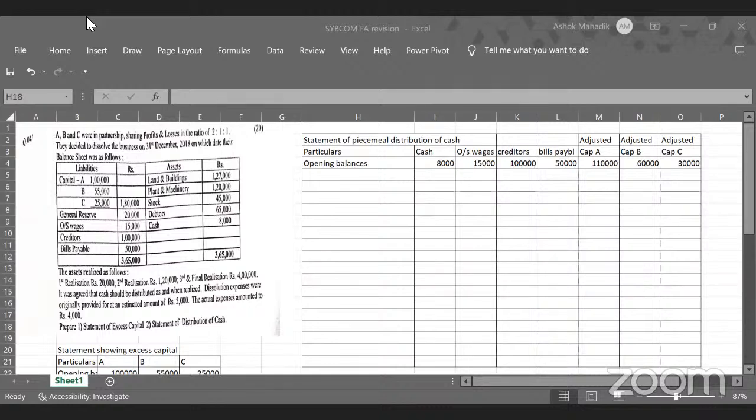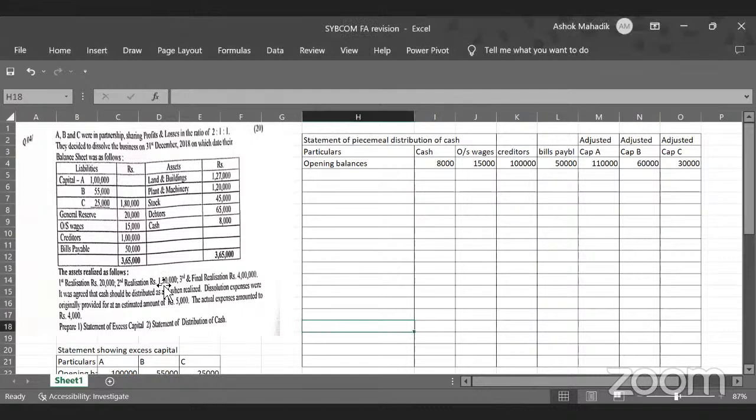Okay, so we wrote opening balances. I told you now we have to look for any realization expense mentioned in the question. So let us read the question. The assets realized as follows. I told you when we dissolve the firm, we have to sell all the assets and pay liabilities. So now they have given us how the assets have realized one by one.